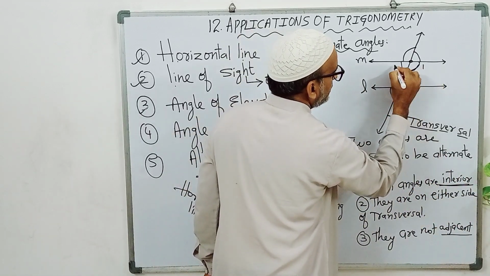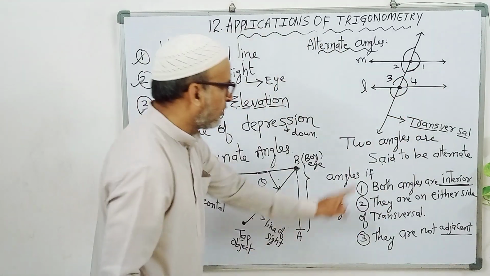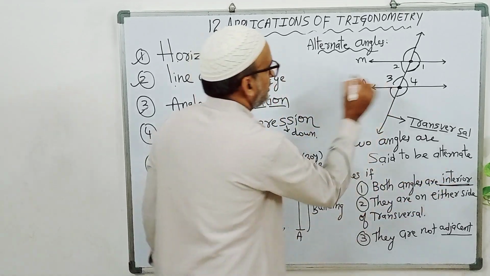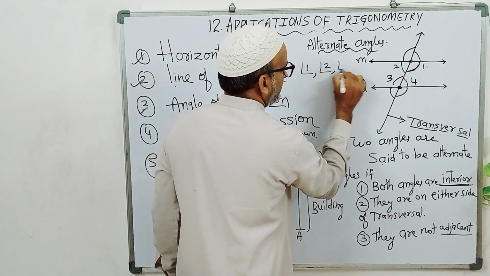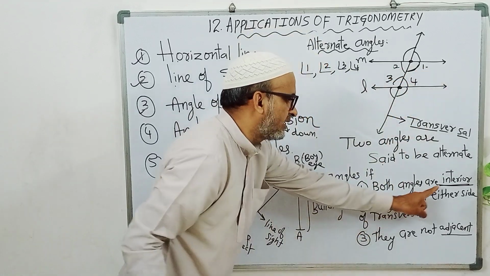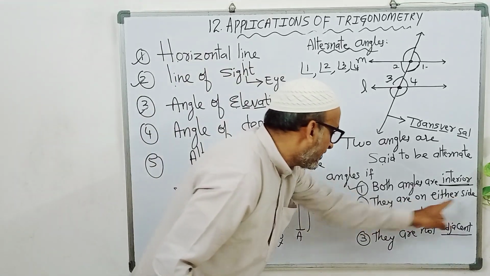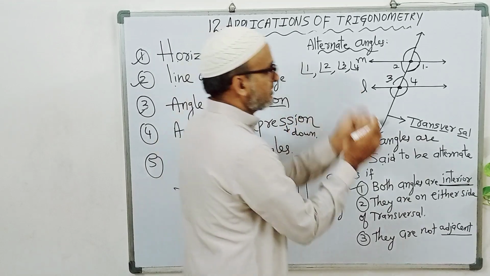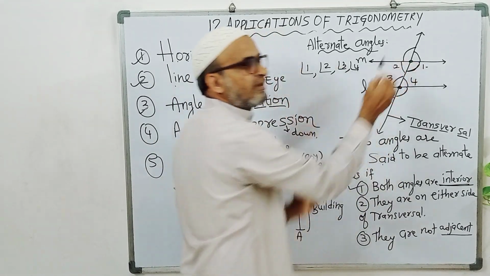Suppose this is 1, 2, 3, 4. Now what are interior angles here? Both are interior means angle 1, angle 2, angle 3, angle 4. 1, 2, 3, 4 are interior angles. First condition: they are on either side of the transversal. Either side means this is the transversal, this side one angle, this side one angle should be there.